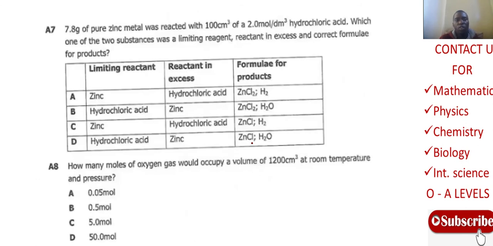Okay, so we continue. This one reads: 7.8 grams of pure zinc metal was reacted with 100 cm³ of 2.0 mol/dm³ hydrochloric acid. Which one of the two substances was the limiting reagent, which reactant was in excess, and what is the correct formula for the products? The first thing we have to remember is that a metal plus an acid will always produce a salt and hydrogen gas. These are the products all the time.